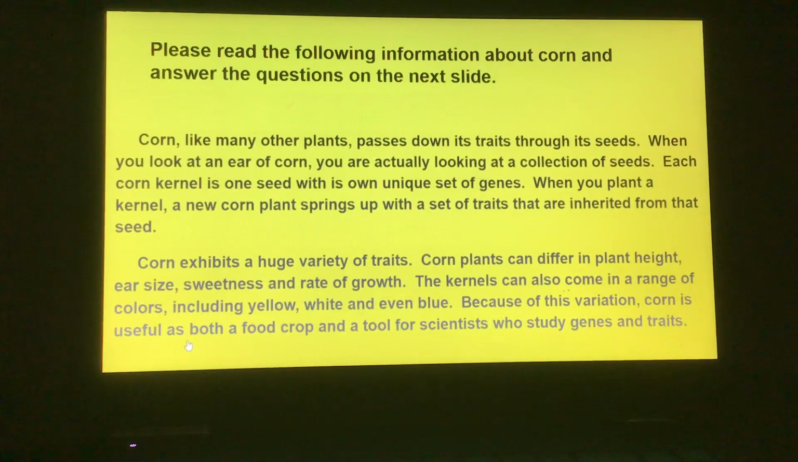Corn plants can differ in plant height, ear size, sweetness, and the rate of growth. The kernels can also come in a range of colors, including yellow, white, and even blue. Because of this variation, corn is useful as both a food crop and a tool for scientists who study genes and traits.